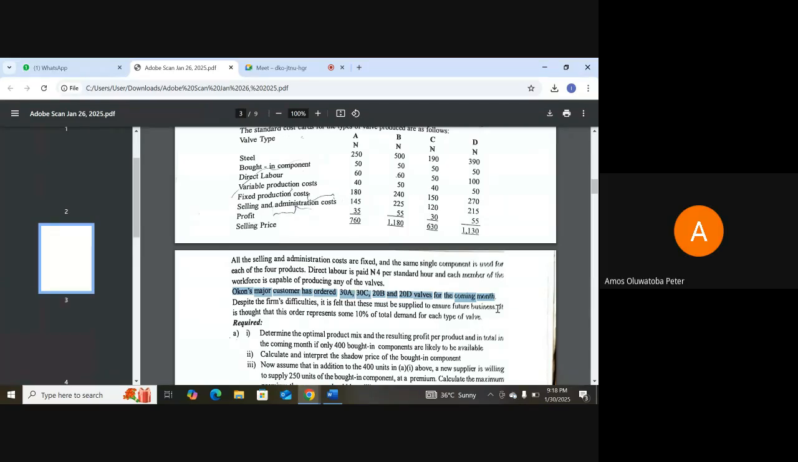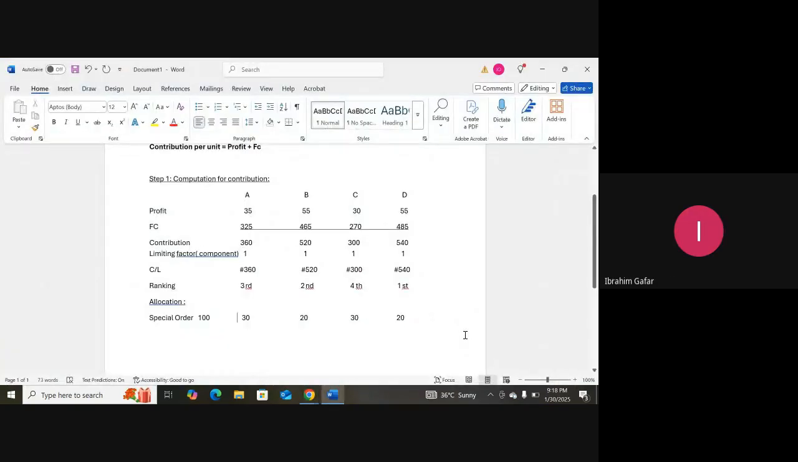Yes, sir. Now, if you now say 400, are you getting now? 100 has gone because there's a special order. What is the leftover? 300. So that 300 that is left over now, that's what we are going to allocate. Are you with me? Yes, sir.